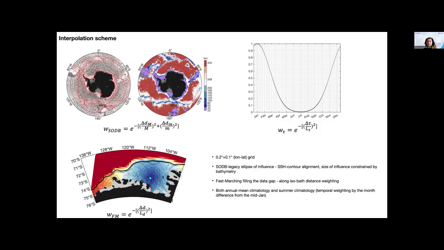A third, extra temporal weighting is also created to produce a summer climatology. That temporal weighting gives the data more weight when it is closer to January, which is the Austral summertime. And then this weighting decays when it is further away from the summer period. Next slide, please.